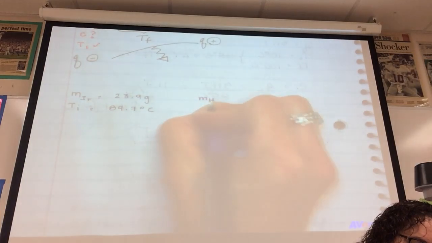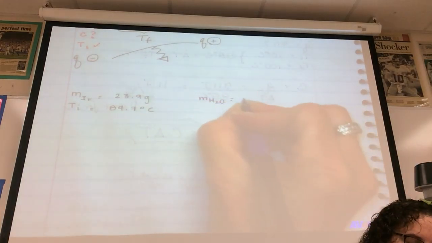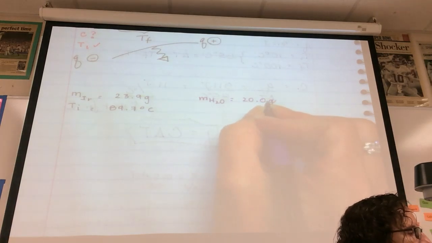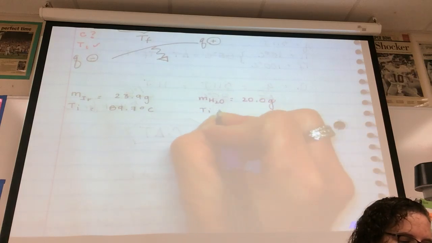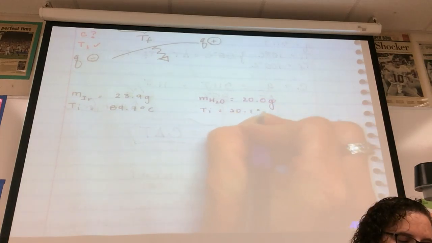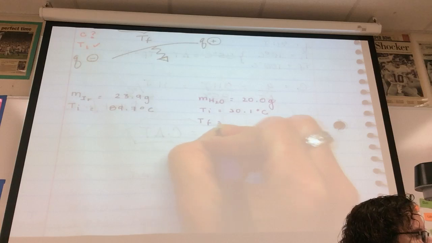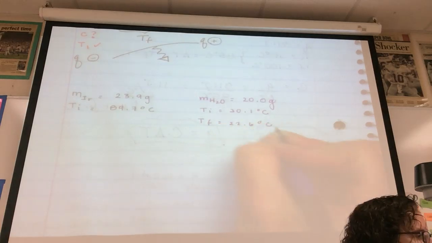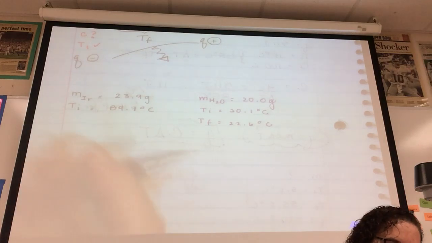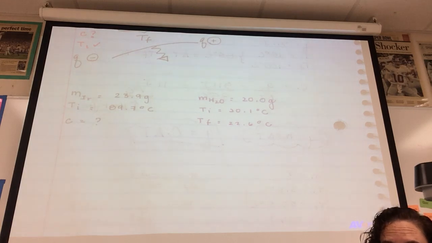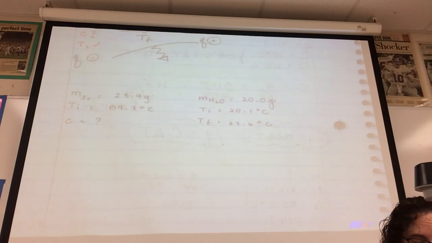It's placed in a calorimeter, so this is going to be for the water. The mass of the water is 20 grams. The temperature of the water rises from, so the initial temperature is 20.1 degrees Celsius, and the final temperature is 22.6 degrees Celsius. We want to calculate the specific heat of the iridium. Sometimes you are determining the specific heat of an unknown substance, and once you get the specific heat, you compare it to a table to figure out what the substance is.